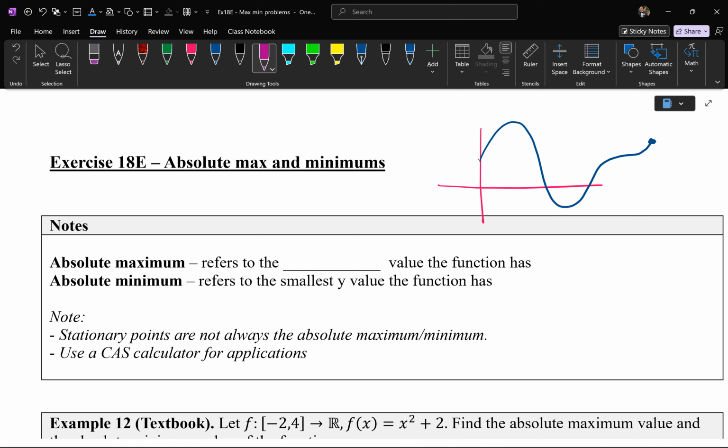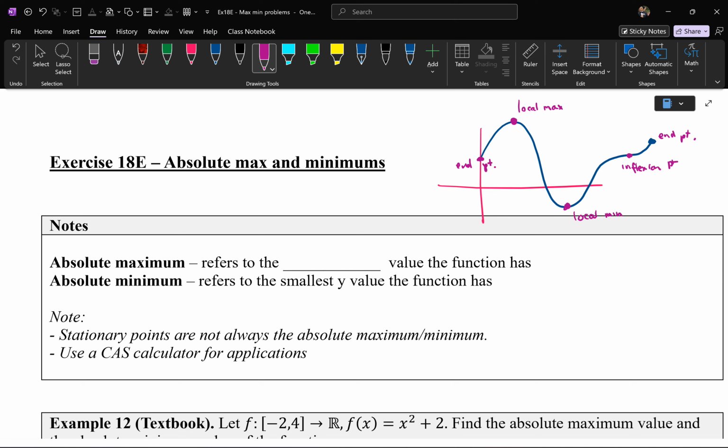There is a maximum which you call local max. There is a minimum which we call local minimum. And there is also, even though the way I drew it looks a bit funny, an inflection point and then an end point. So there's two endpoints there.